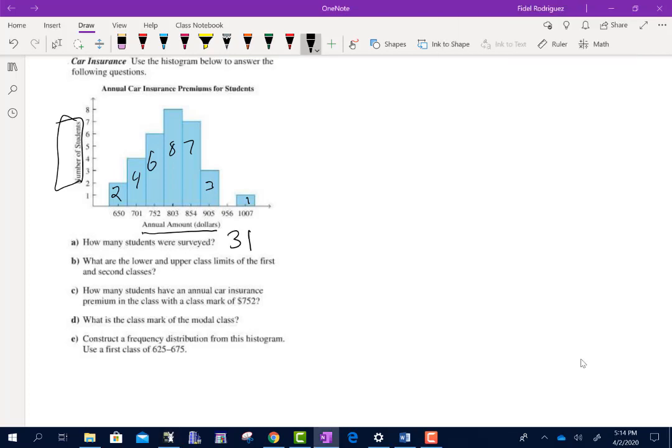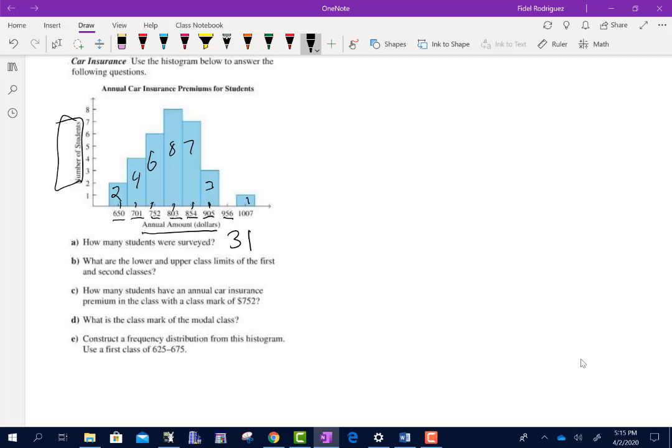Now, the next question says, what are the lower and upper limits of the first and second classes? Okay, so one thing I want to point out here, these numbers that they're giving me, these are actually what we refer to as the midpoints, okay? Because it's the point, if you notice, right in the middle of each bar. Earlier, when we were finding the class width, we would take the first number minus sort of the next one, right? We're going to do the same thing here.